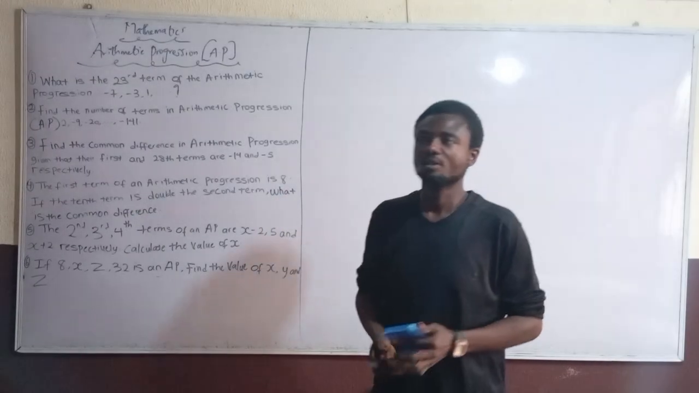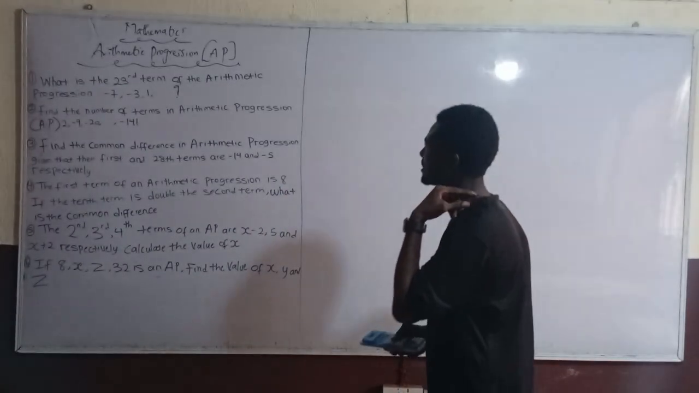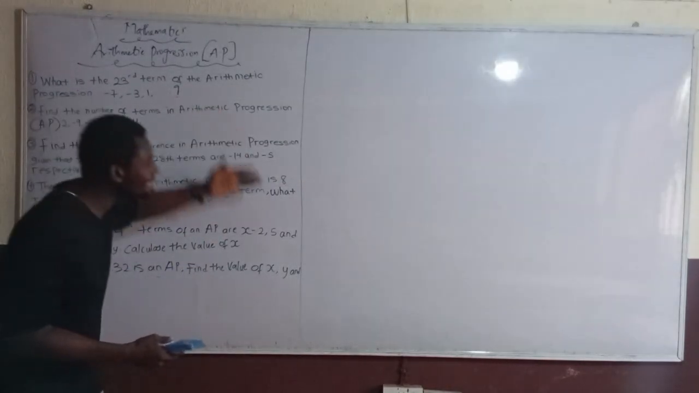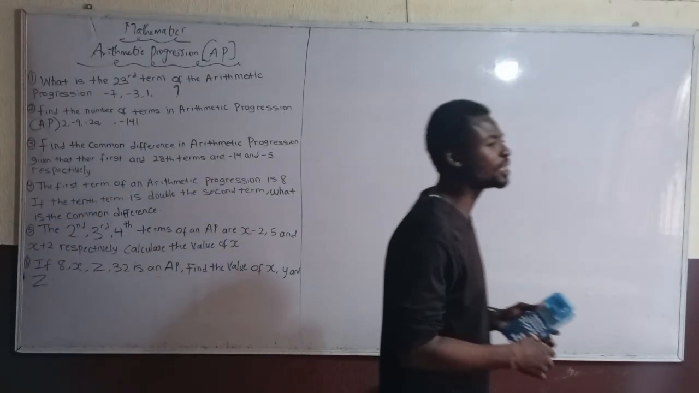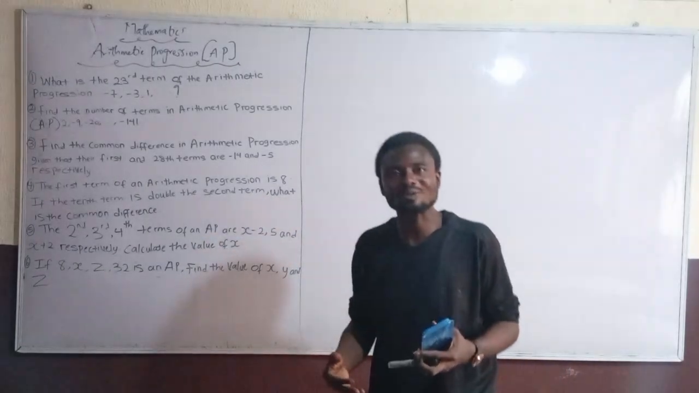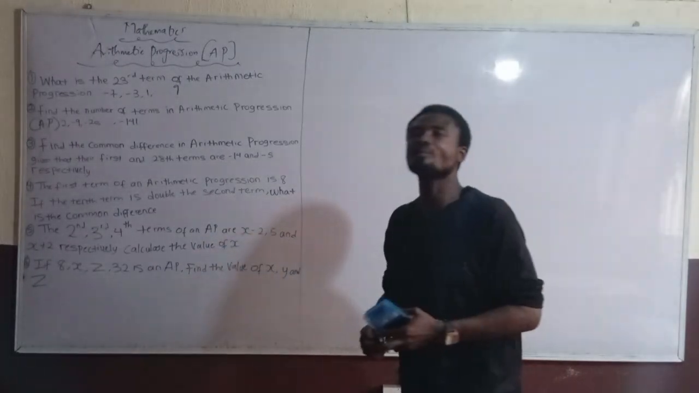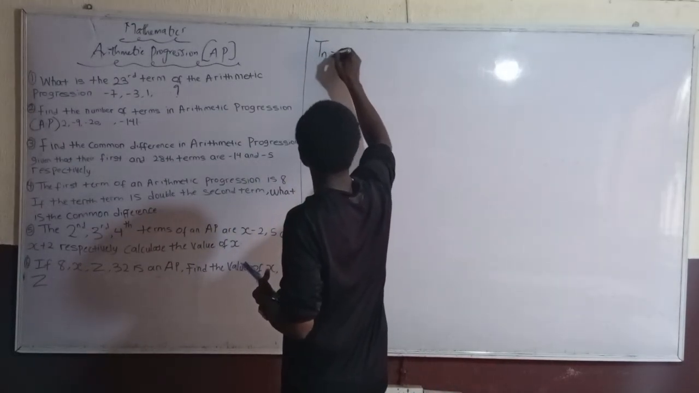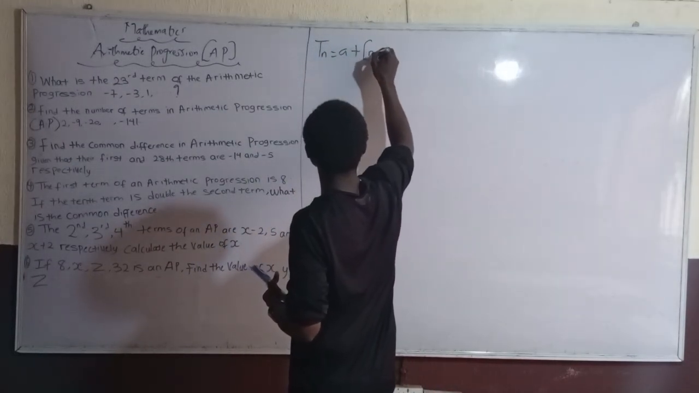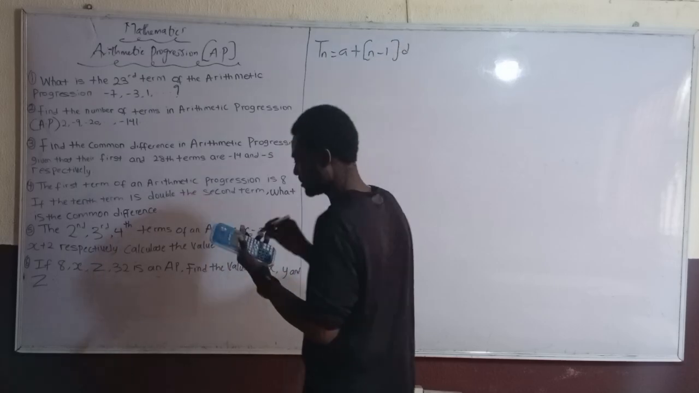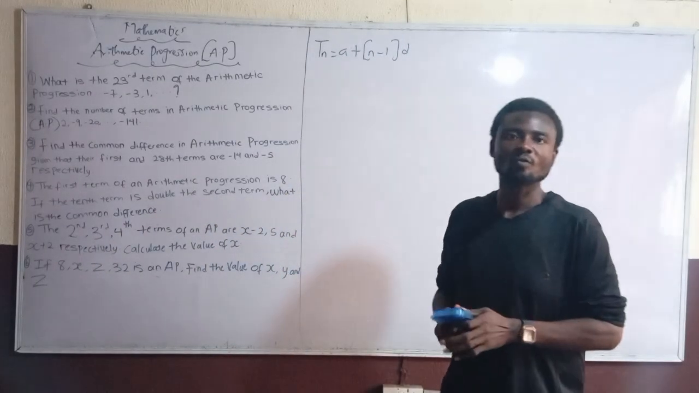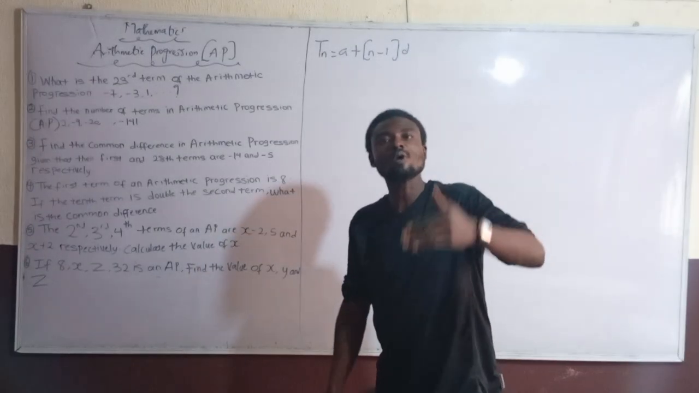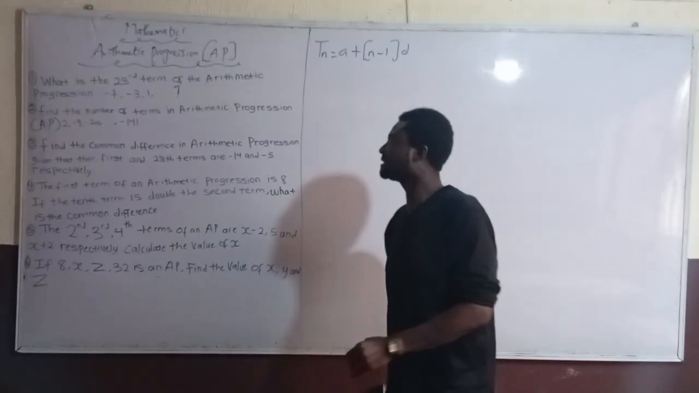So today we are looking at mathematics, arithmetic progression. That is AP, arithmetic progression. Now the first thing is for us to know the formula and understand the formula. The formula for the nth term of AP is Tn equals A plus (n minus 1)d. This is the formula for the nth term of AP. Tn equals A plus (n minus 1)d.